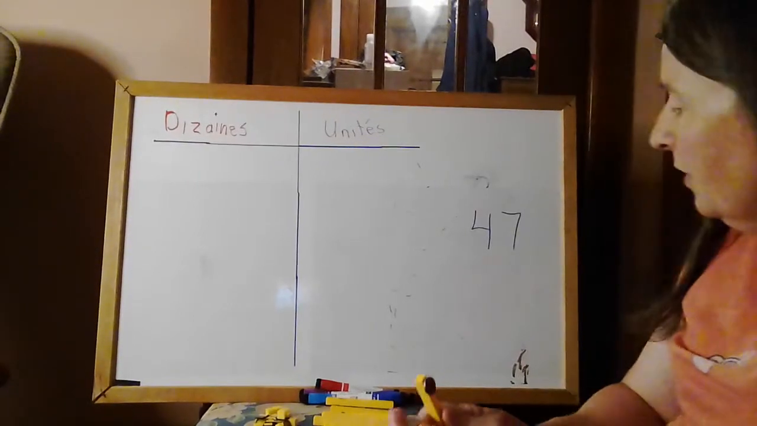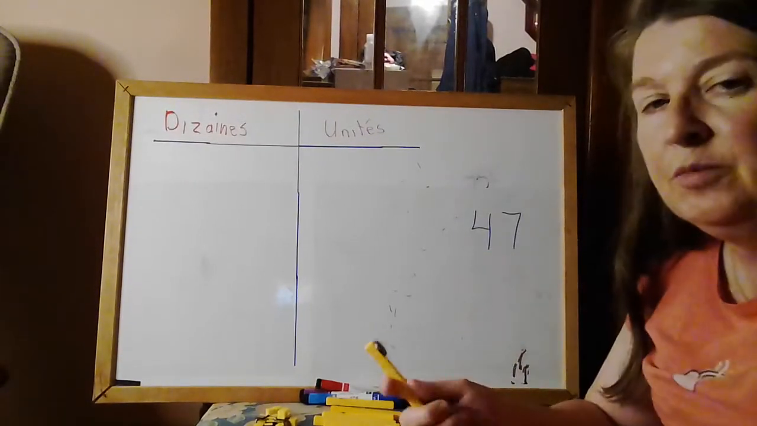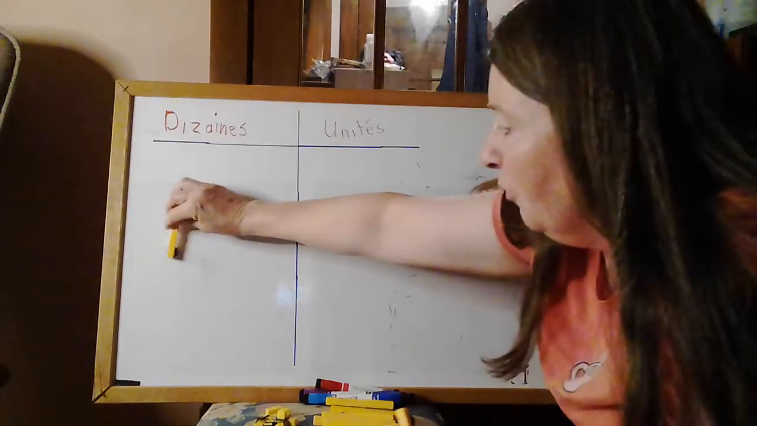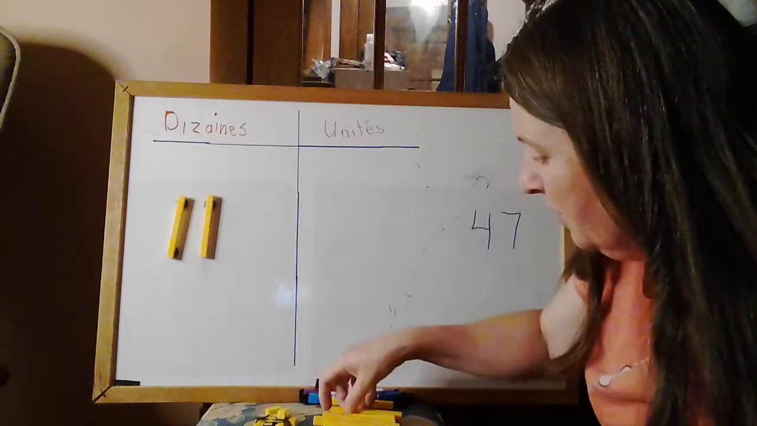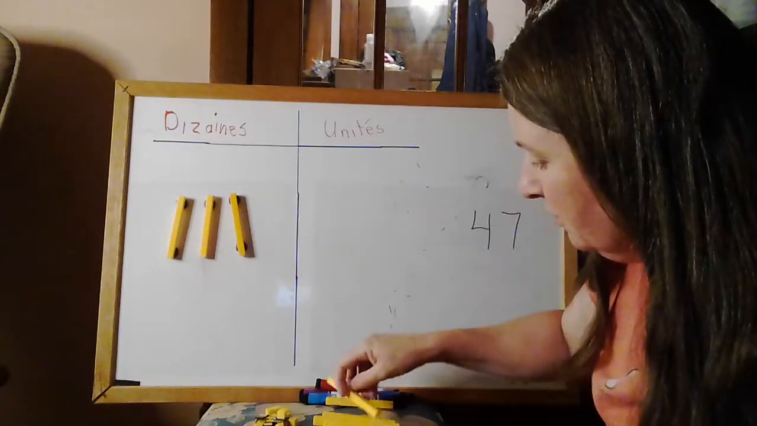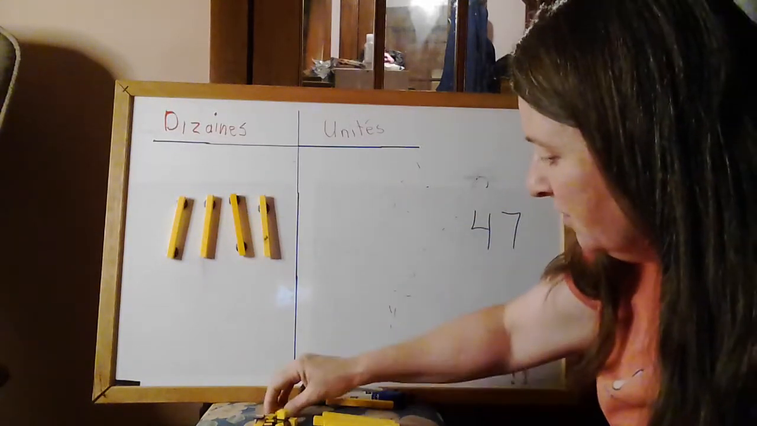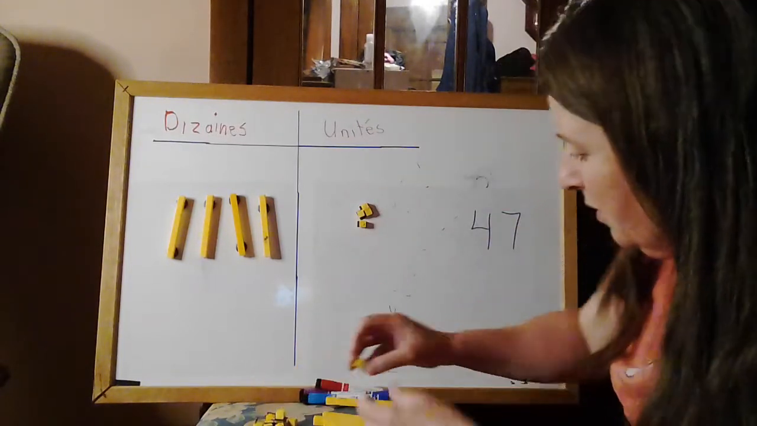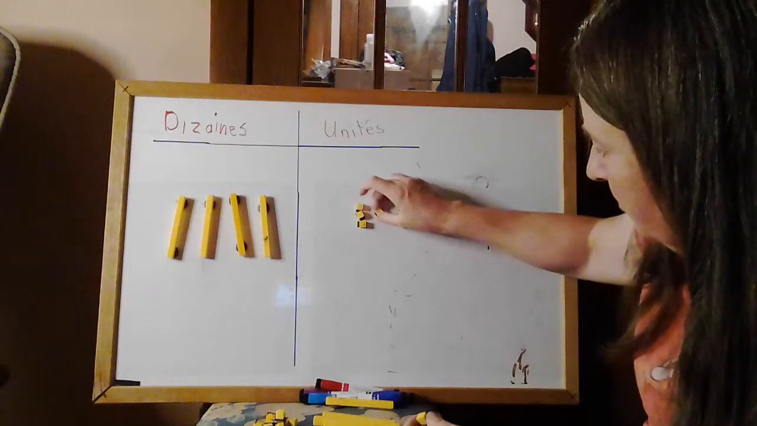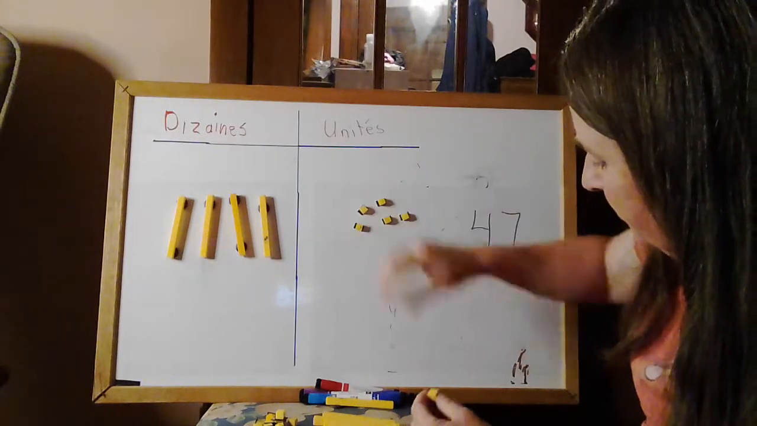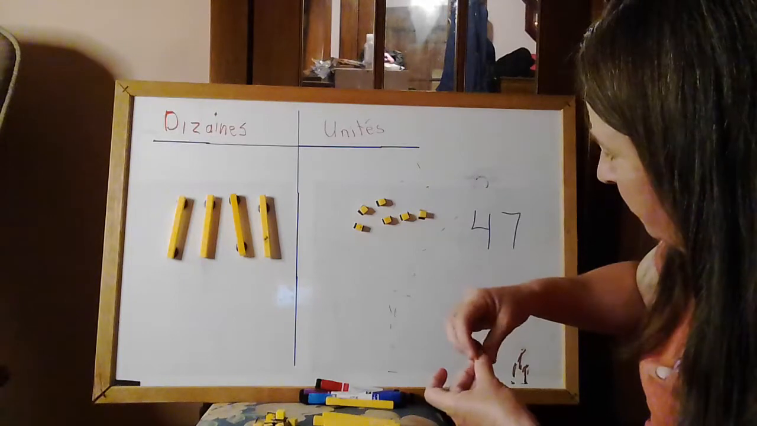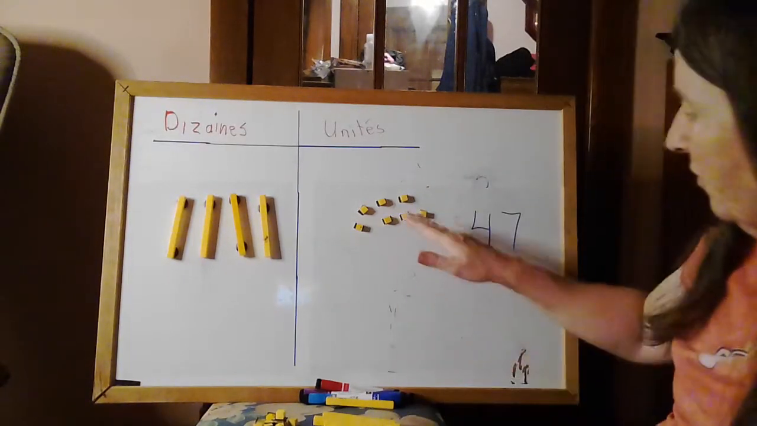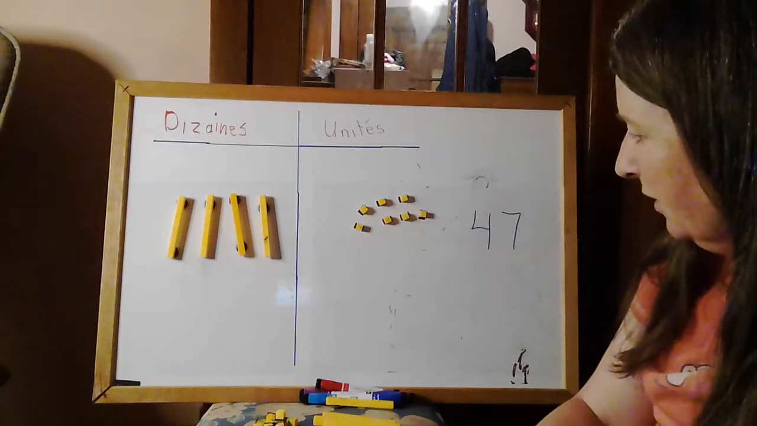So we know that when we have numbers, they can be represented by tens and ones. For example, our 47 can be represented by 4 tens and 7 ones. Great. 4 tens and 7 ones.